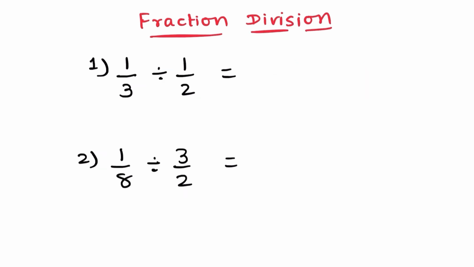Fraction division is as simple as fraction multiplication. It's just that you need to follow one simple trick. So let's start solving first problem. So first of all, we will write 1 by 3. Instead of division sign, we will write multiplication sign. And the fraction which is present after division sign, we will take the reciprocal. Reciprocal means reverse of it. So instead of 1 by 2, we will write 2 by 1.